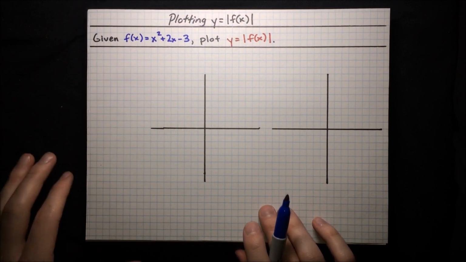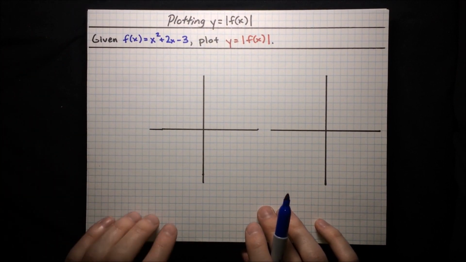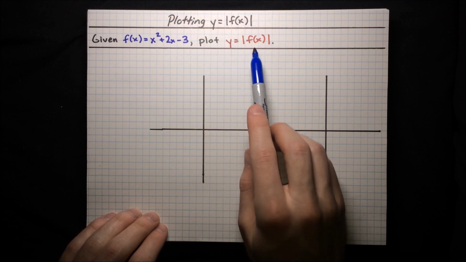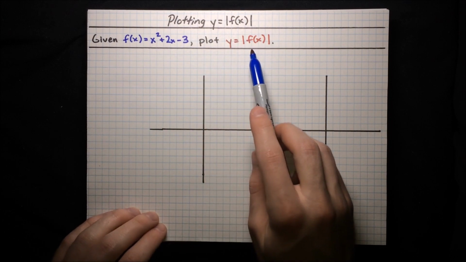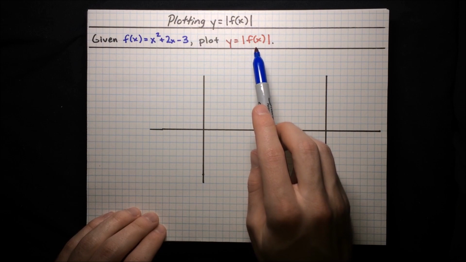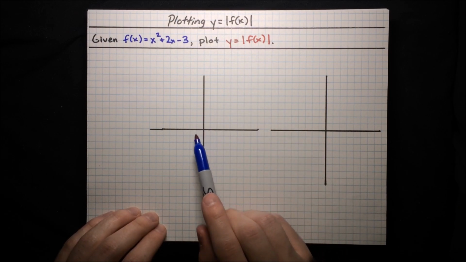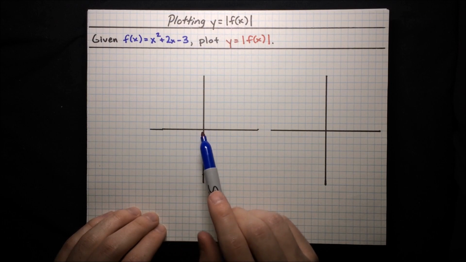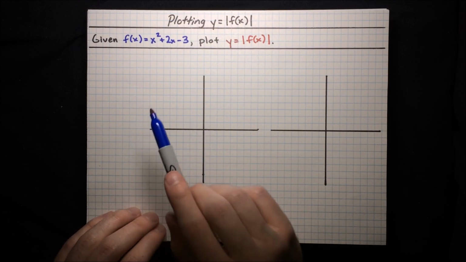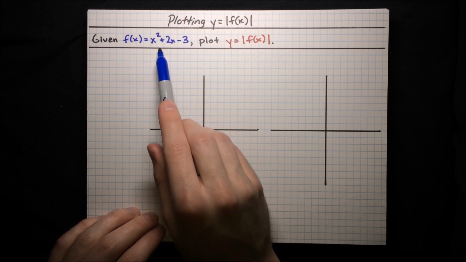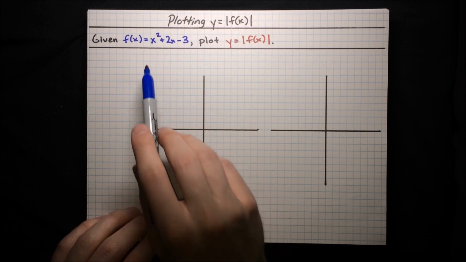For our last example, we're going to do something pretty similar to the previous one. We're given a function and we want to plot the absolute value of that function. So again, in order to plot the absolute value, we need to get the graph of the function, and then we need to take the negative parts of that function, the parts with negative y values, and reflect those over the x-axis. But first step here is to plot the function so that we can know what we're dealing with. So how do we plot this function?